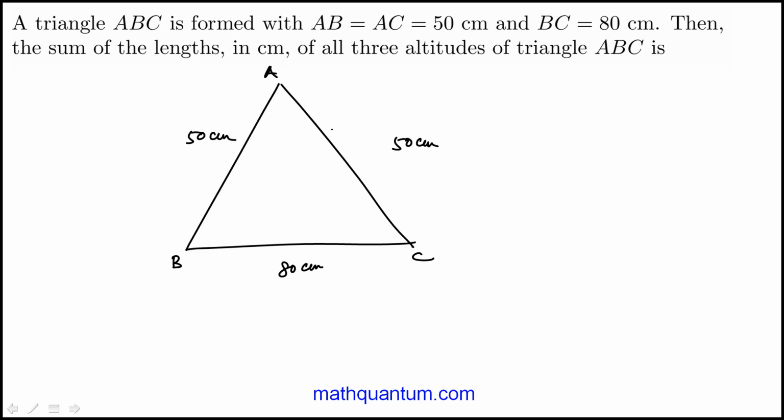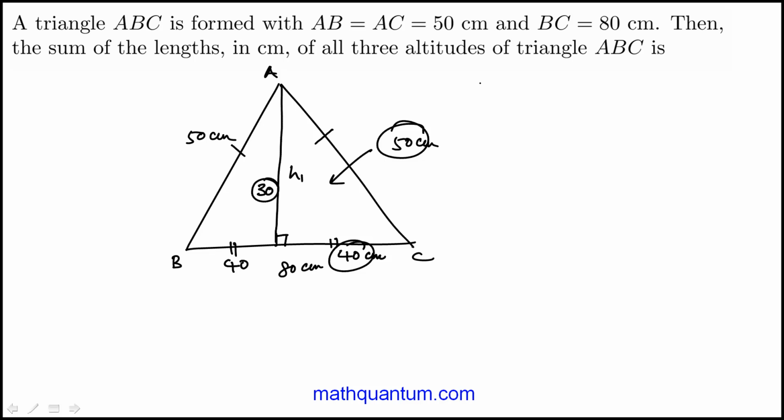So we're given this isosceles triangle here. If we draw this first altitude here, that's going to split the base equally. So each one would be 40 and 40. And if you look at this right triangle here, this is our right triangle. And if you look at these sides, this is our multiple of 3, 4, 5 triangle. So this first altitude is 30.